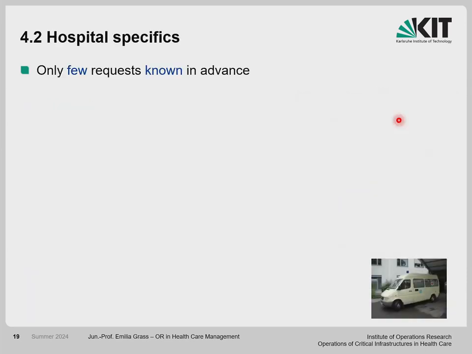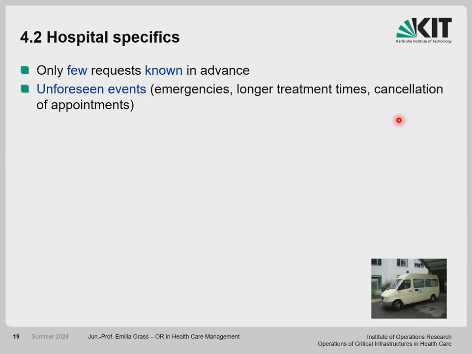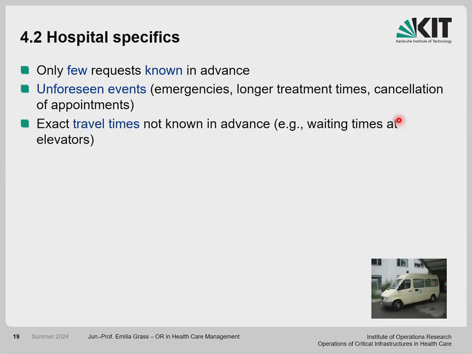Okay. So our hospital under consideration, they have only few requests that are known in advance. We know that there could be some kind of unforeseen events, emergencies, or the treatment time was longer than expected. We have cancellation of appointments because the transport is not needed anymore. We don't know the travel times in advance, not the exact ones. Maybe you have to wait at the elevators.